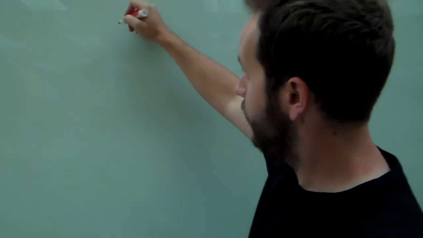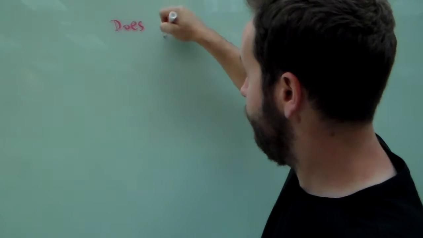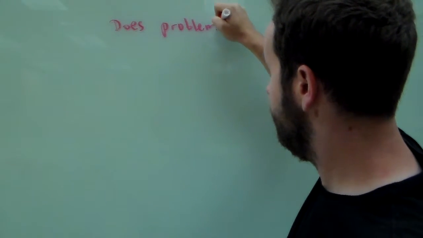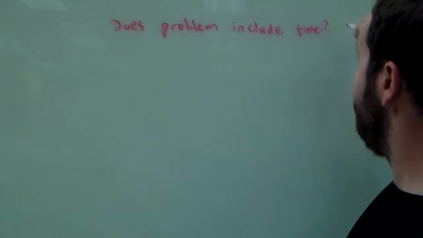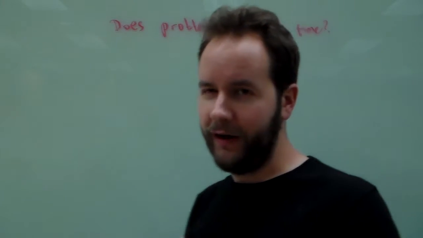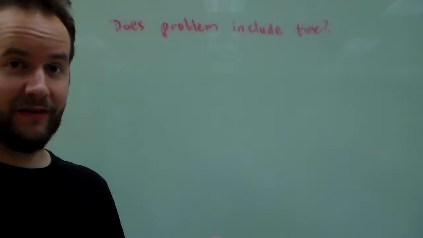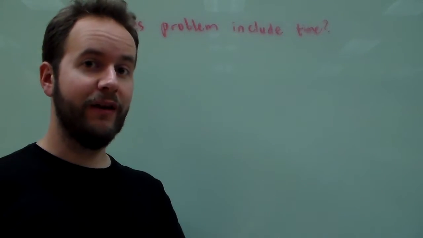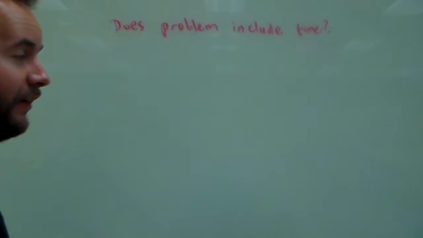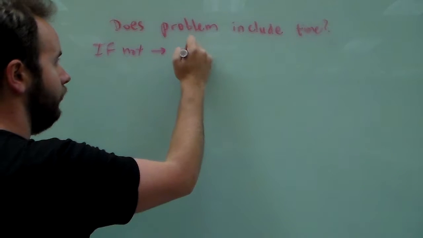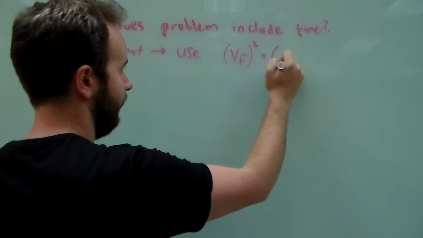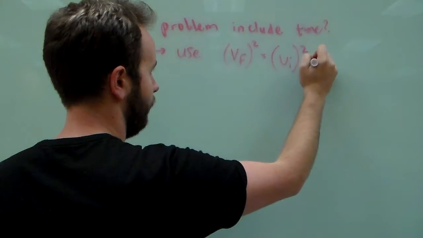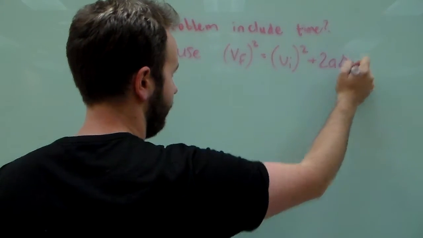So ask yourself, does the problem include time? That is to say, do they give you at 3 seconds or after 4 seconds? Or do they say, how far has this person traveled after 6 seconds? Do they say anything about time or number of minutes or hours or seconds that have elapsed? If they don't, use v final squared equals v initial squared plus 2a delta x.